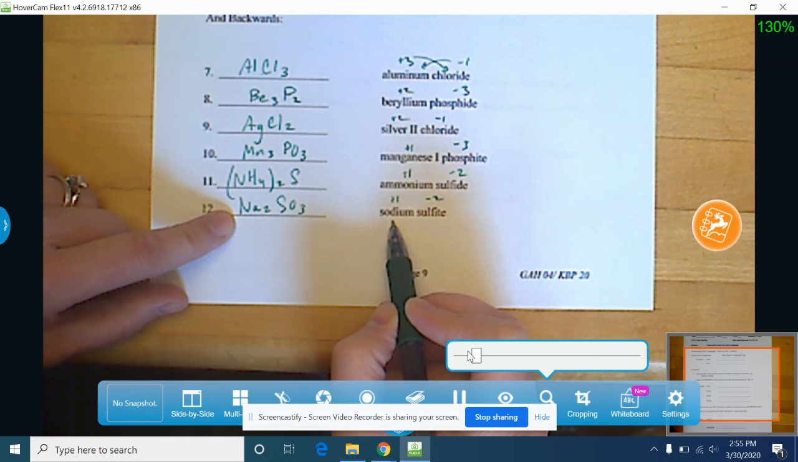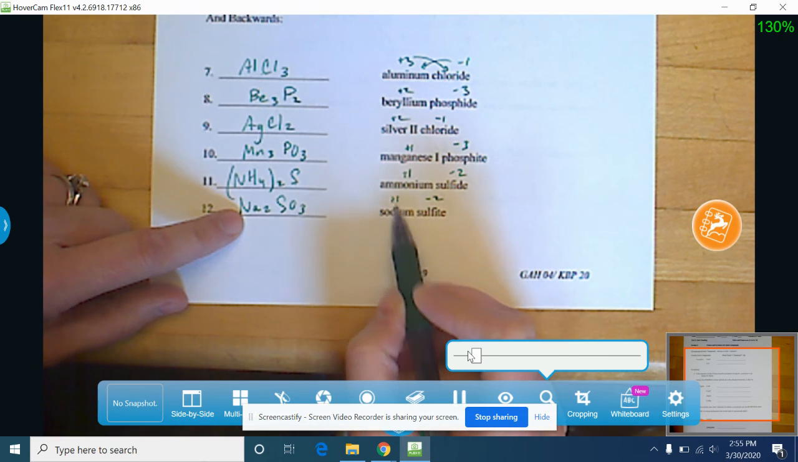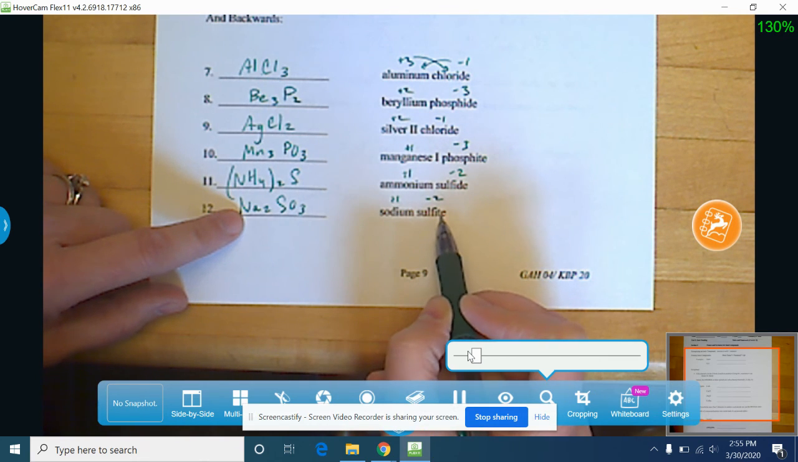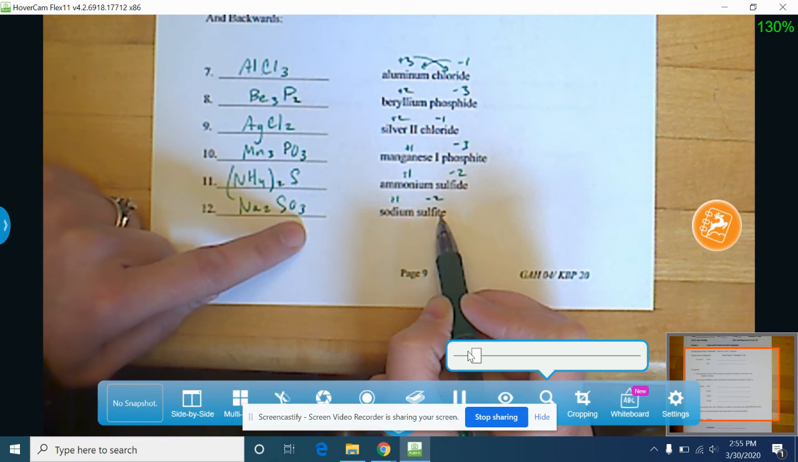And then finally, sodium sulfite. Sodium is a +1, sulfite is a -2, so we need 2 sodiums for every 1 SO3.